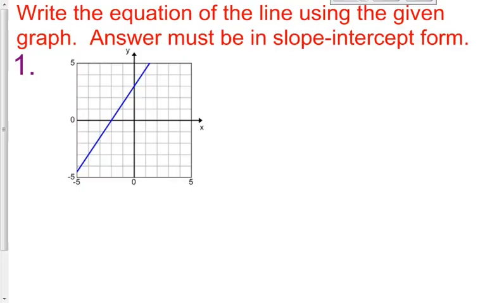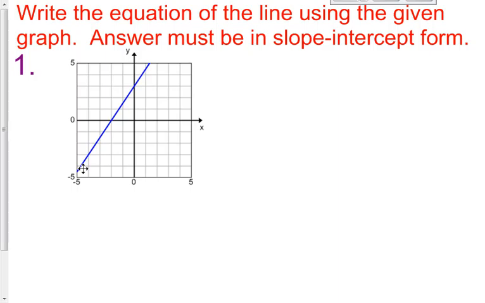So for example, on this first problem, here we have just a snapshot of this line. This blue line, as we know, goes for infinity down and to the left, and it goes for infinity up and to the right. So we just have a snapshot of this line that goes for infinity, and what we're going to do in this case is write the equation of the line that works for every single point on this line.